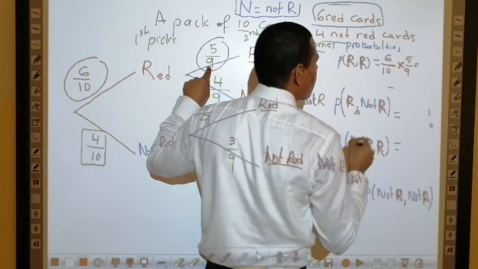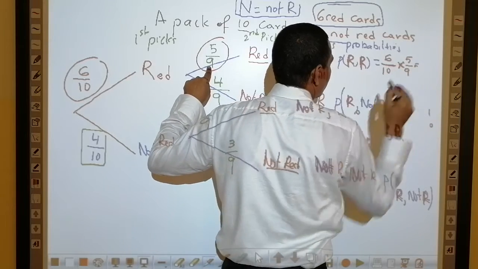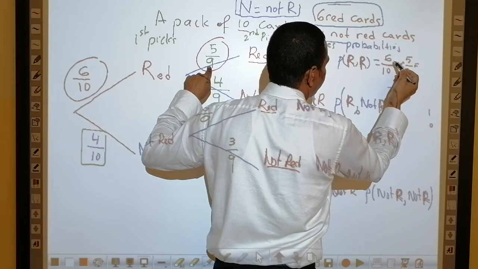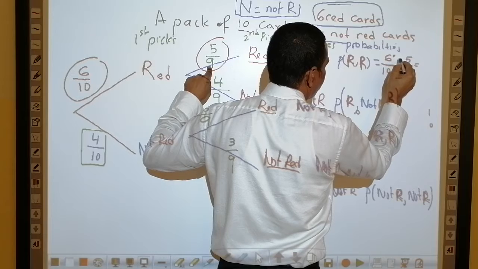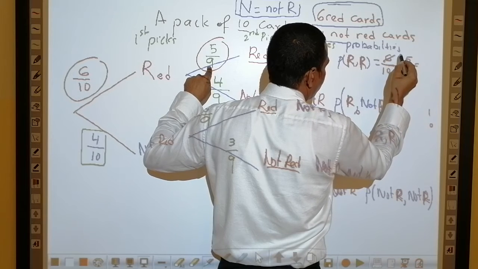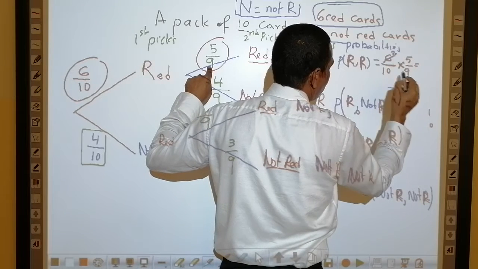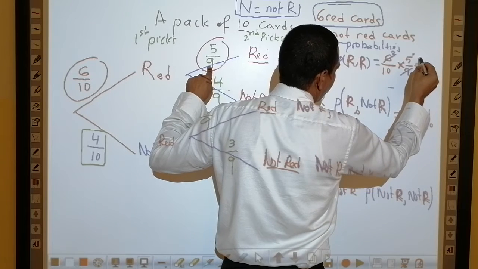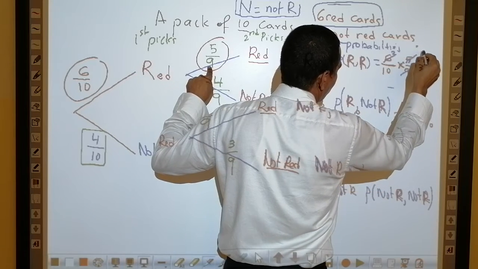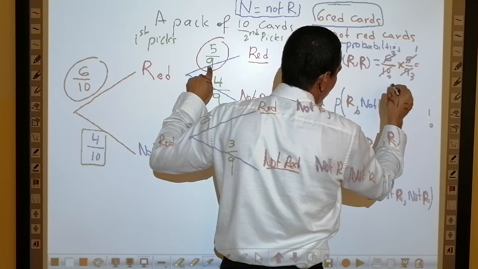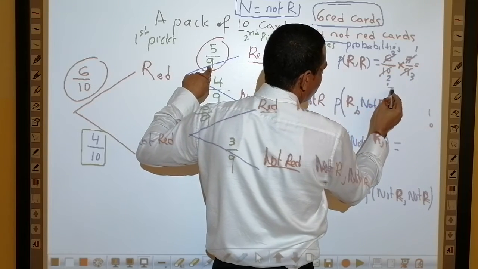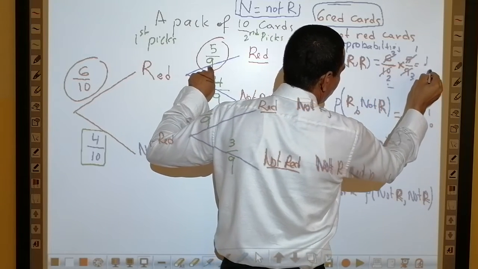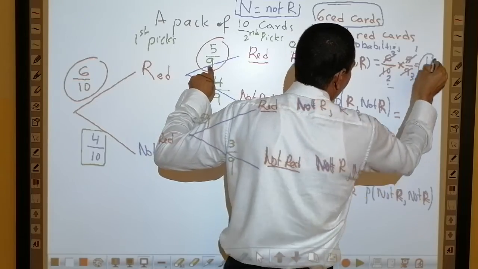Gives what? This one. How many 3s in 6? Only 2. How many 3s in 9? 3. How many 5s in 5? Only 1. How many 5s in 10? Only 2. 2 divided by 2 is 1. 1 over 3. So it will be 1 over 3. Okay?